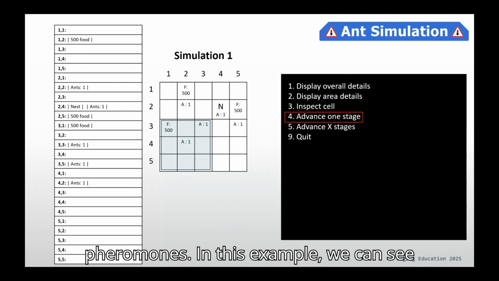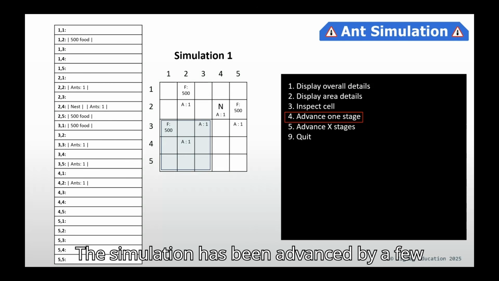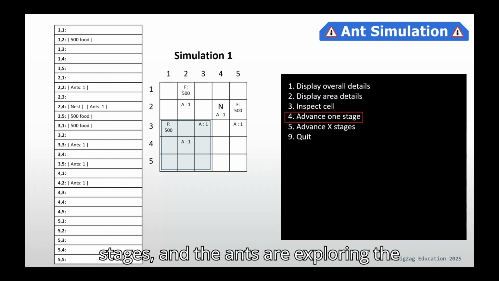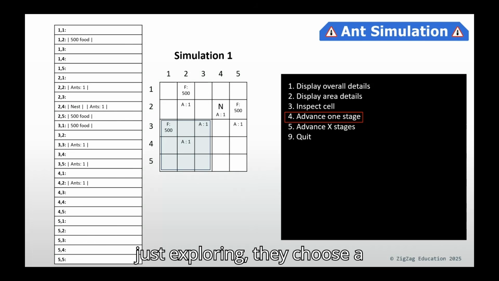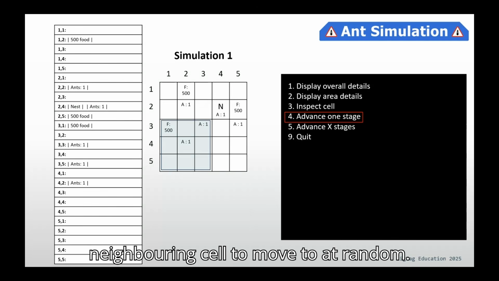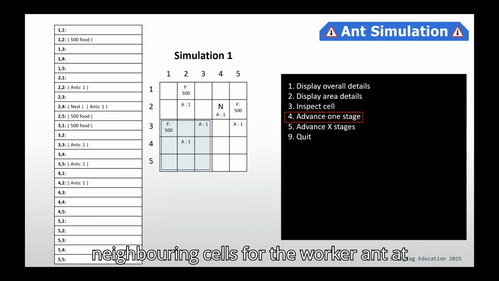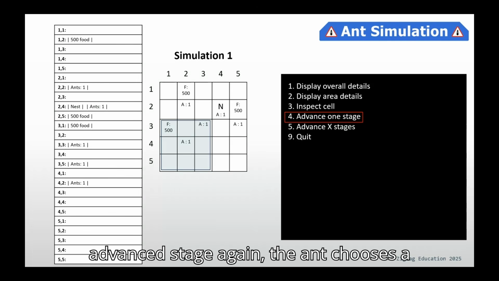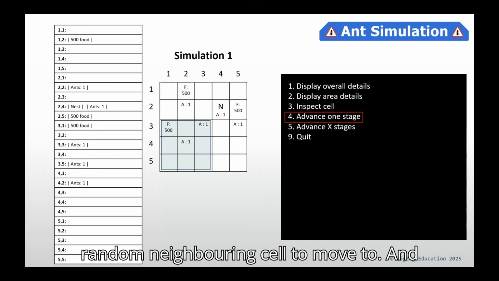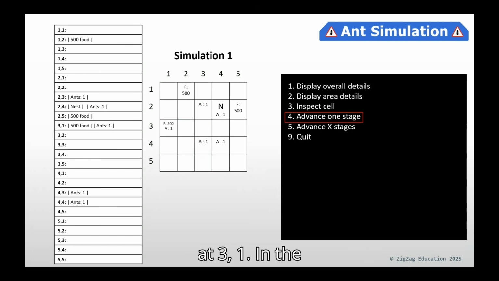In this example, we can see a representation of Simulation 1. The simulation has been advanced by a few stages, and the ants are exploring the world looking for food. While ants are just exploring, they choose a neighbouring cell to move to at random. The image on the screen shows all of the neighbouring cells for the worker ant at 4-2. If we select Advanced Stage again, the ant chooses a random neighbouring cell to move to, and in this example, the ant has found food at 3-1.